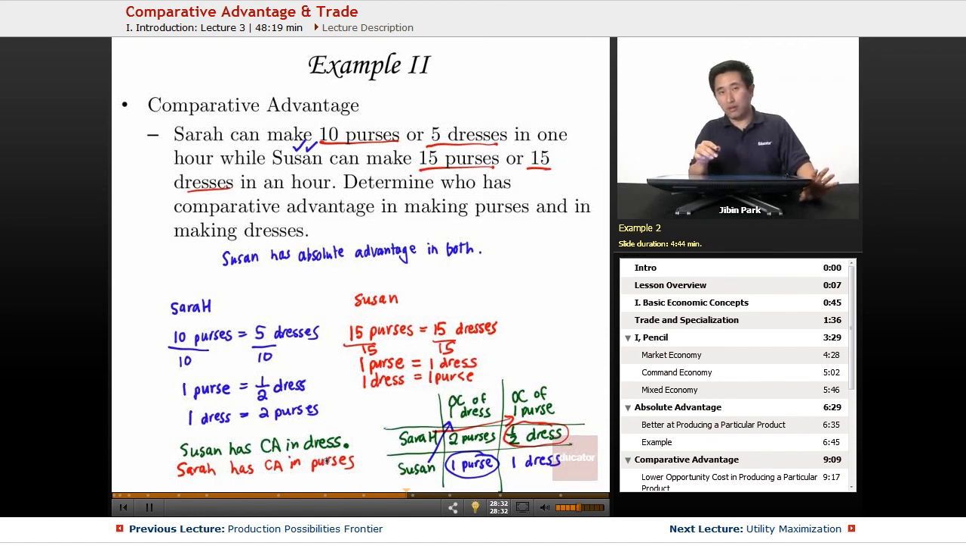If you weren't able to remember how to work out this equality, one way you can do this is: Sarah can make 10 purses or 5 dresses, whereas Susan is kind of indifferent. She's making 1 purse or 1 dress. But Sarah is relatively better at making purses than dresses. So Sarah would have comparative advantage in purses, and Susan would have comparative advantage in dresses. And that's exactly what we get here. So if you are a little confused about how to do this, sometimes you can use the numbers that are given to figure out who has comparative advantage using some logic.